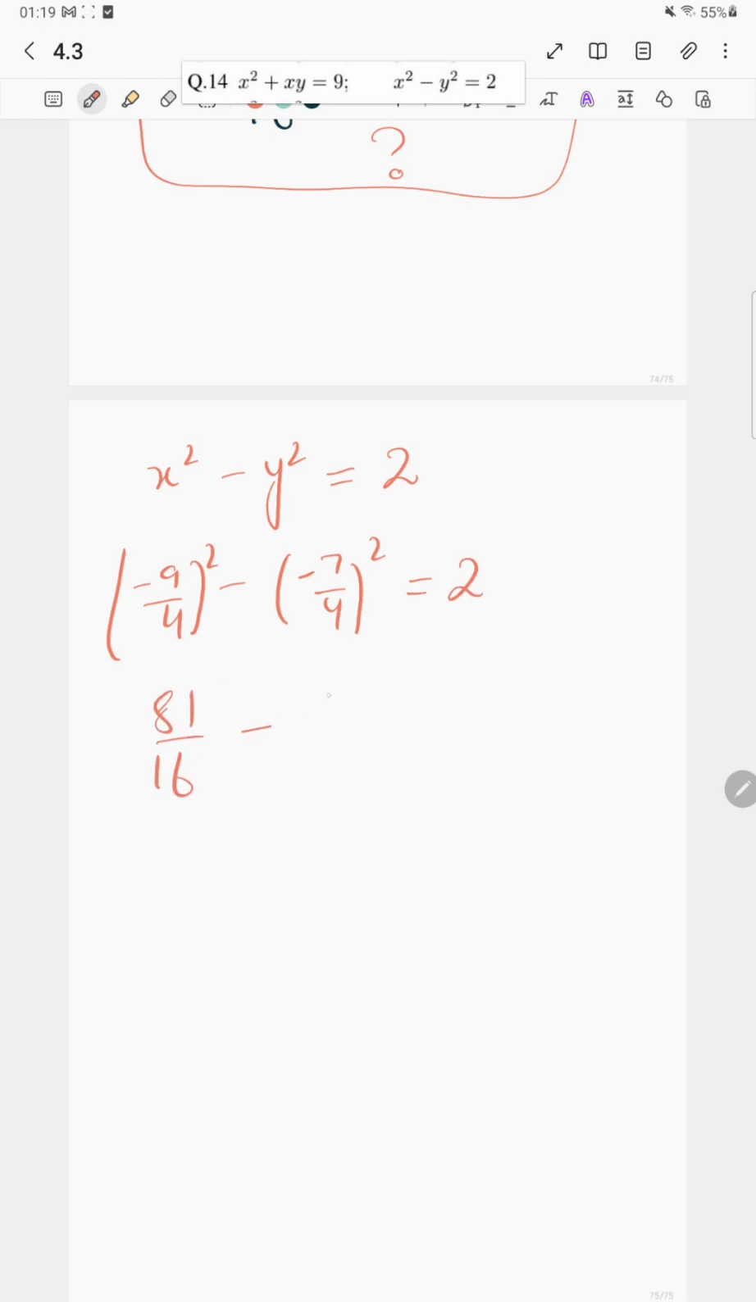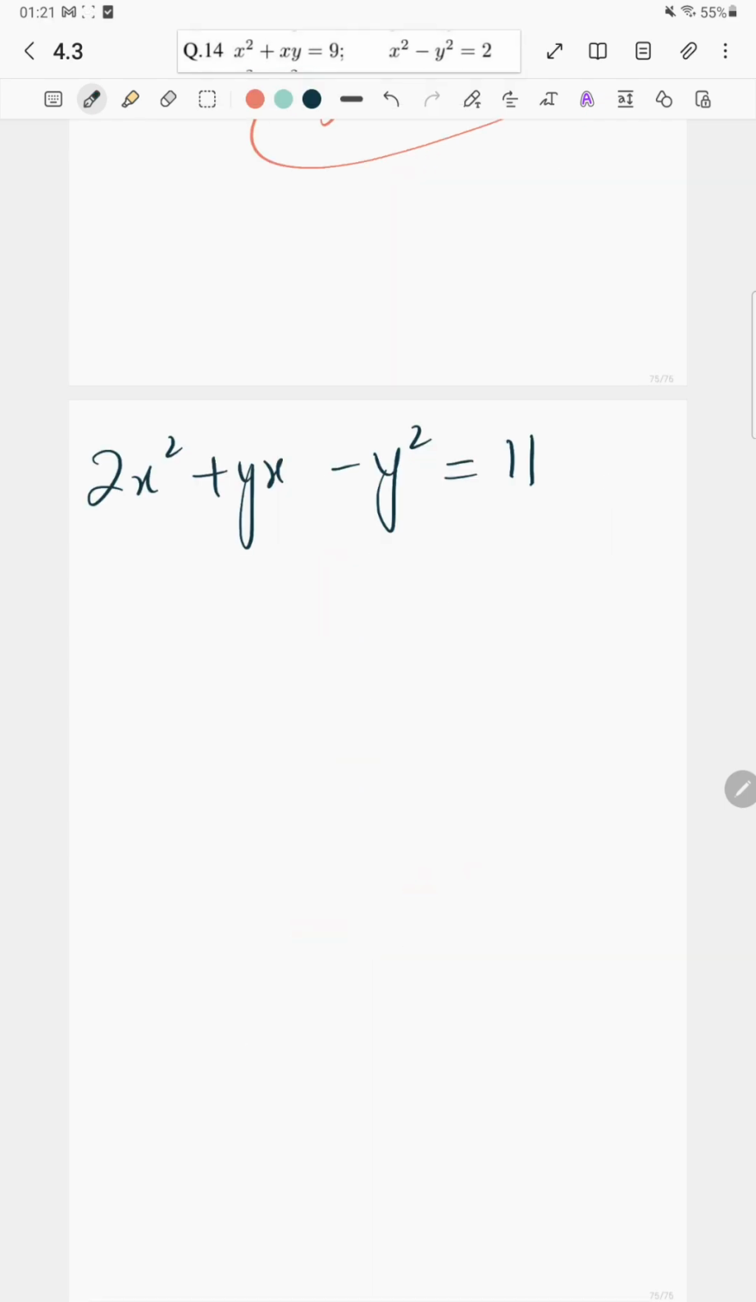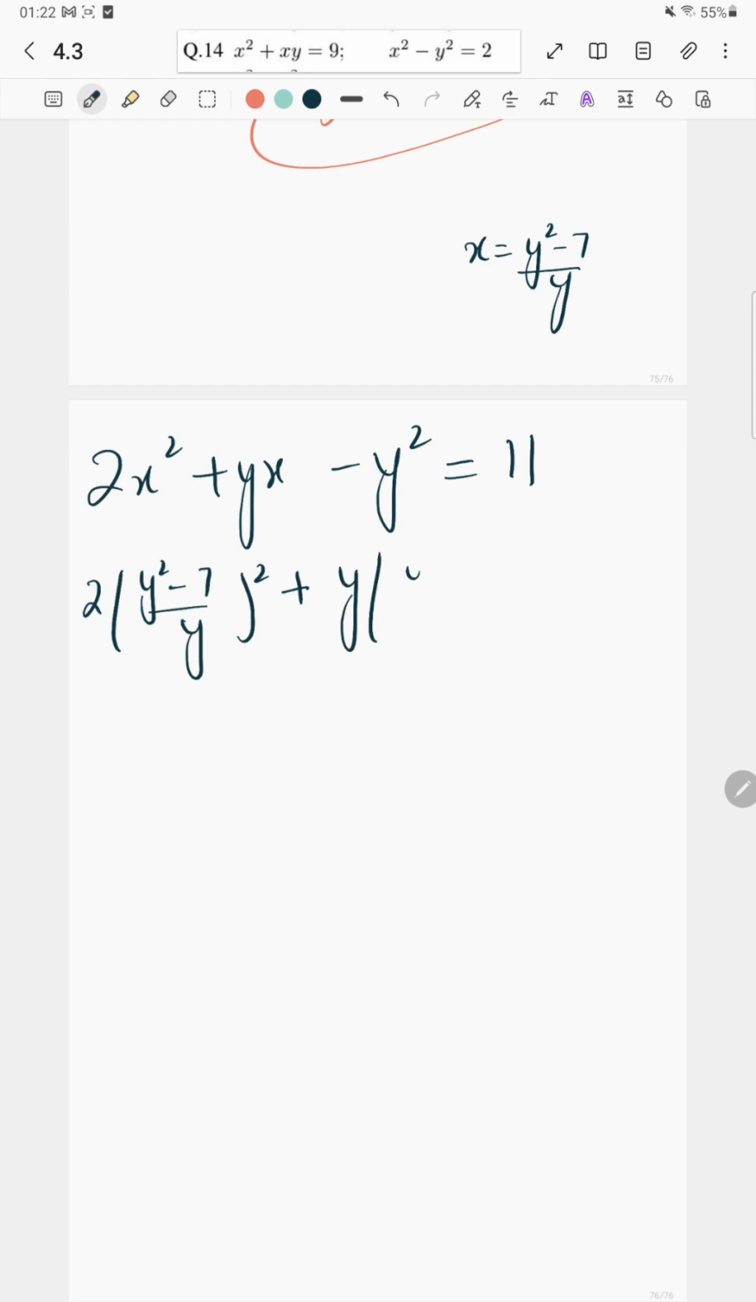81 over 16 minus 49 over 16 is equal to 2. So 81 minus 49, which is 32 over 16, is equal to 2, and 2 is equal to 2. Now solving the other equation, it has 2x square plus yx minus y square is equal to 11. We will substitute this value in this equation. It's y square minus 7 over y whole square plus y square minus 7 over y minus y square is equal to 11.